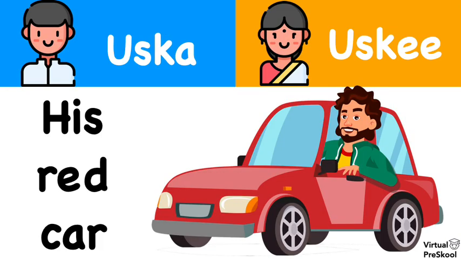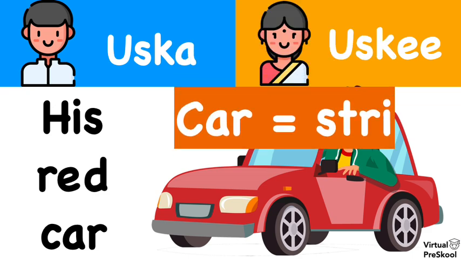His red car, Uska or Uskee? Well, it would be Uskee because car is gadi, which is a stri noun. So what would the sentence be? Uski lal gadi. Not Uski lali gadi or Uski lala gadi, because there's no such thing as lali or lala. Lal never changes. Uski lal gadi.